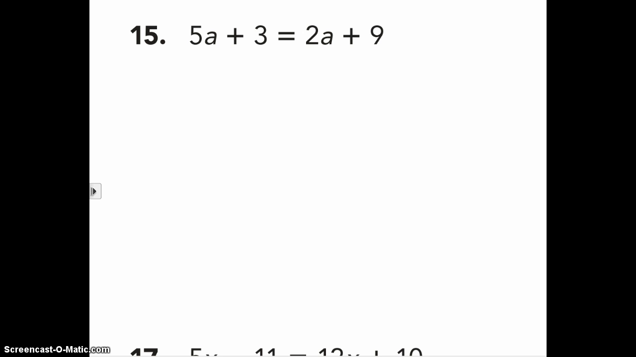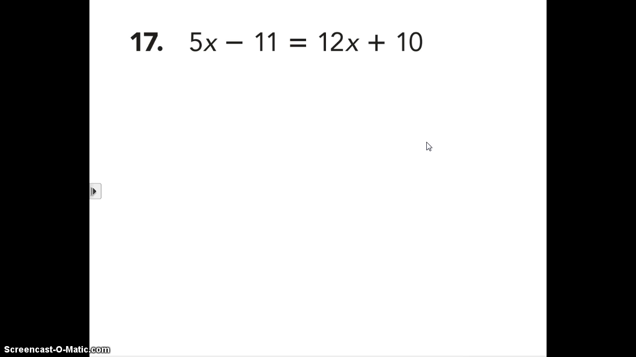We'll scroll down here and take a look at one more example. It's going to work the same way. I have an x term on both sides, and I need to get rid of one of them. So I'm going to get rid of this 5x here by subtracting 5x. I'm doing that because if I subtract 12x from both sides, I'll end up with negatives, and I'd prefer to avoid those if I can.